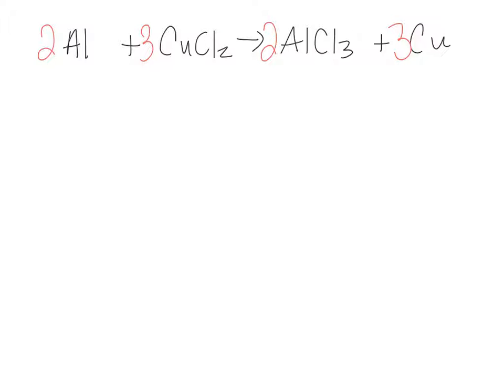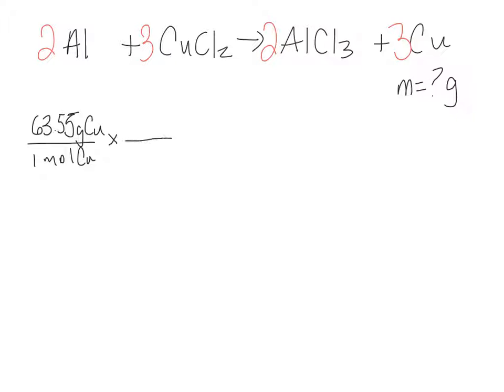We have to find the mass of copper. So we want grams of copper. So we're going to start with our molar mass of copper because it gives us grams of Cu. We need to get rid of the moles of copper. So we're going to use our mole ratio. We're going to start with aluminum.